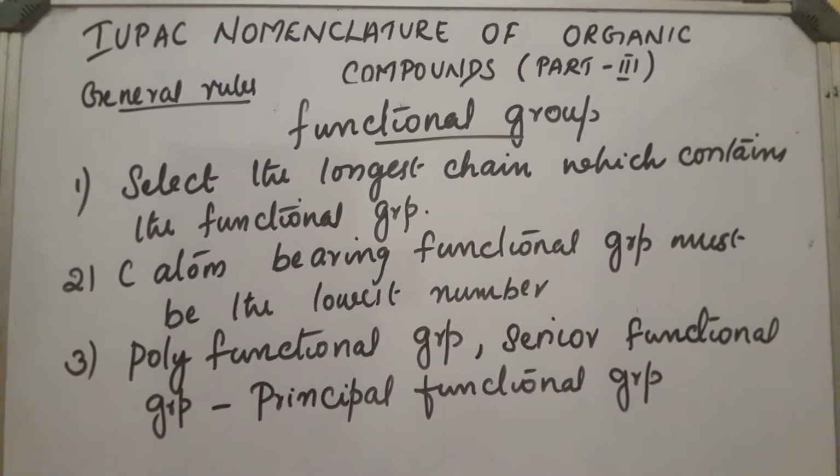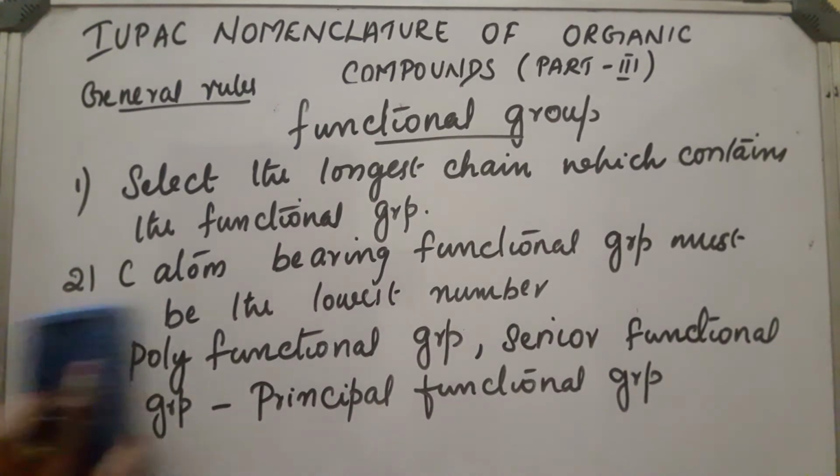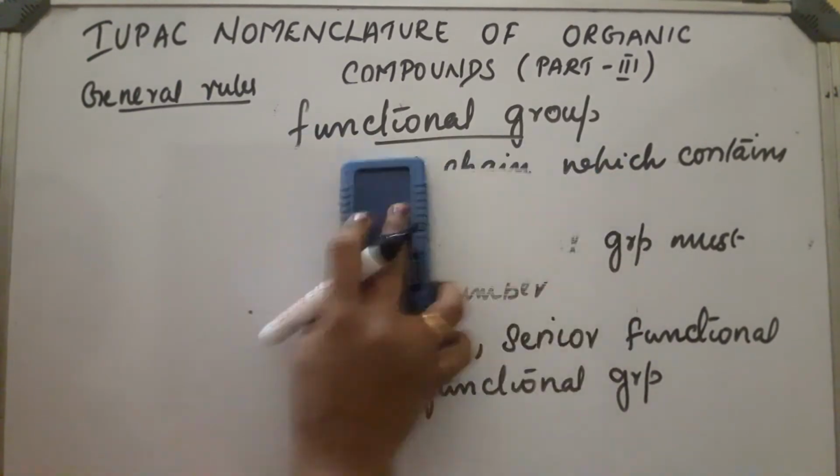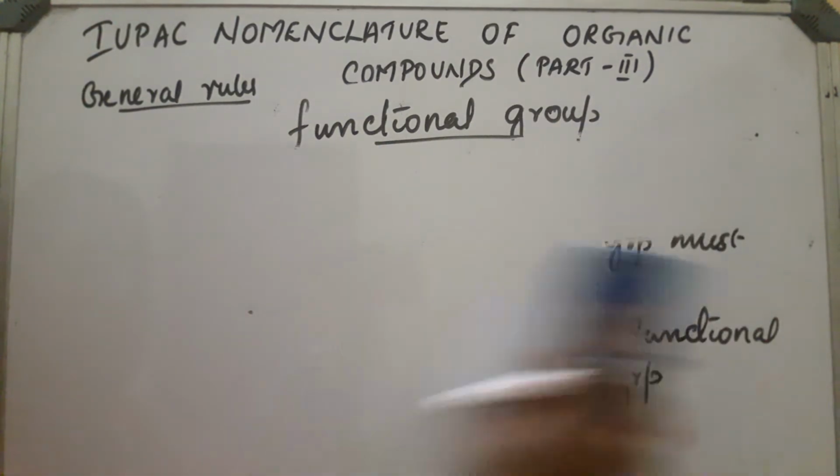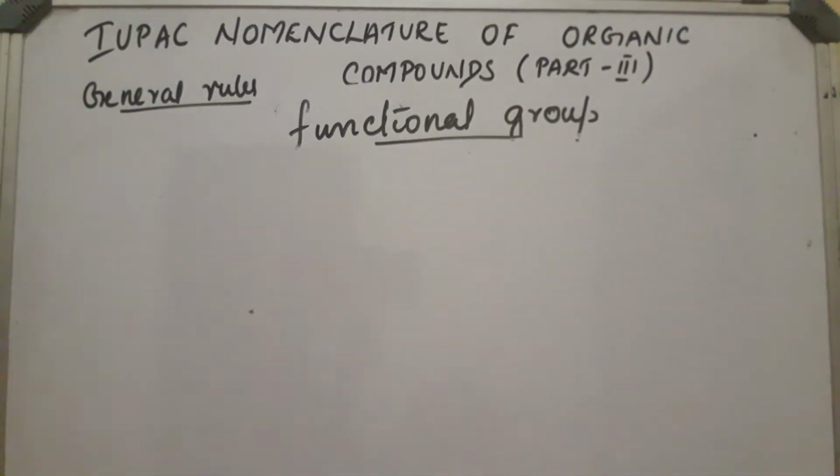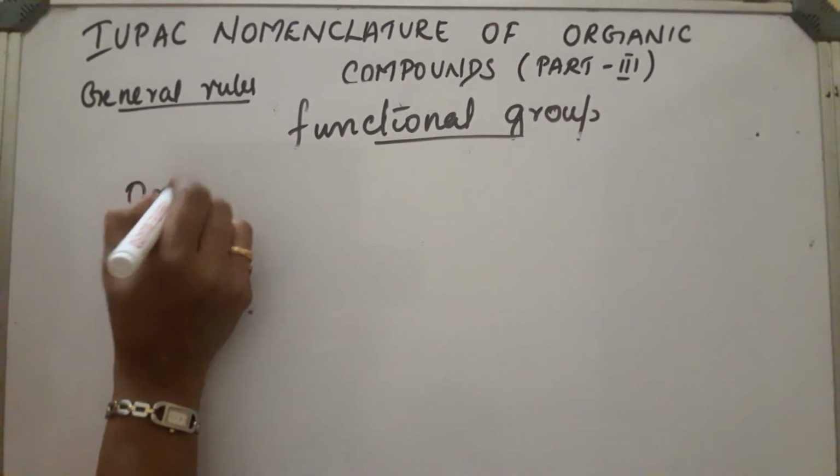So first we can see the order of preferences. We have to study this order of the functional groups, then we can do some problems. Seniority order, or the order of preferences of functional groups.